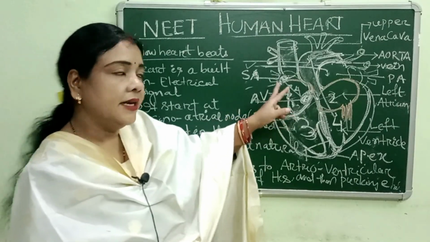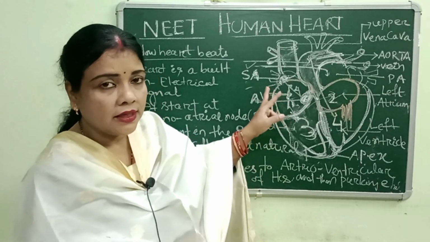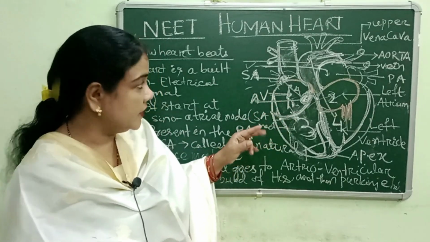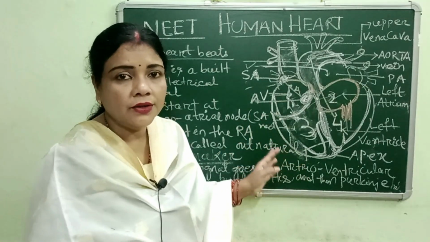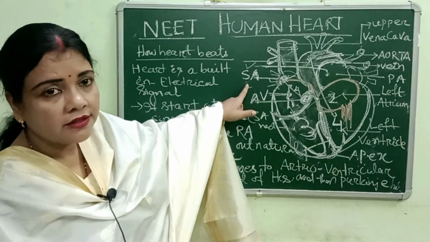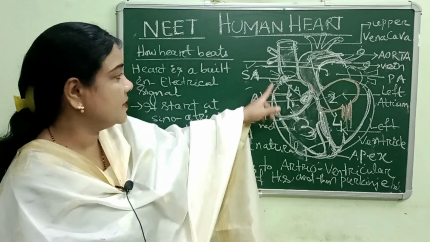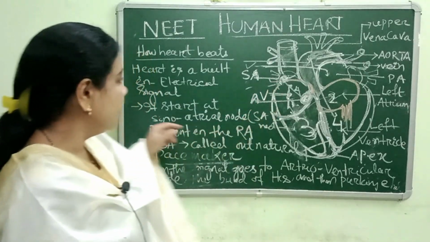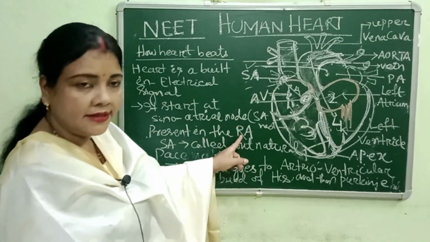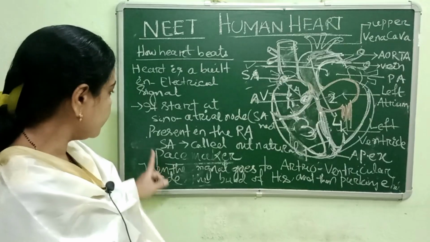And right atrium, some questions are also there in the NEET exam. Then you will be asked at which area or chamber of the heart your natural pacemaker is present. So it is the sinoatrial node that is present in the right atrium, which is known as the pacemaker of the heart. Okay. So now it starts at the sinoatrial node present in the upper part of the right atrium.